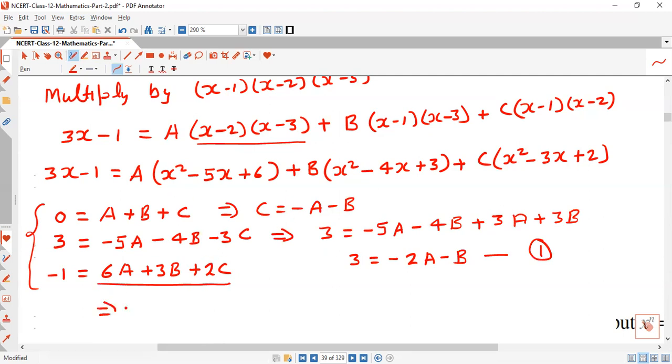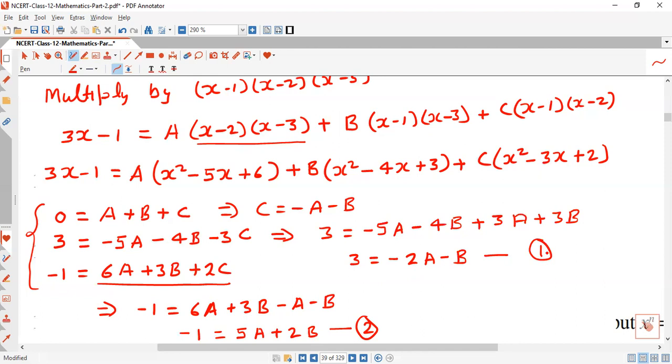So what are we getting? Minus 1 equal to 6a plus 3b plus 2c, where c is minus a minus b. So you see this equation becomes minus 1 equal to 5a plus 2b. Equation number 2. I just want to find out the value of a and b.